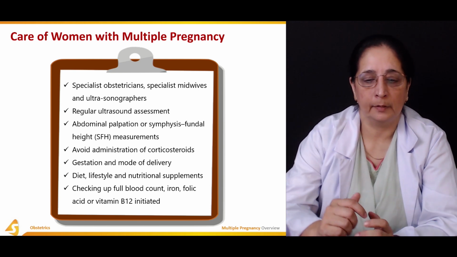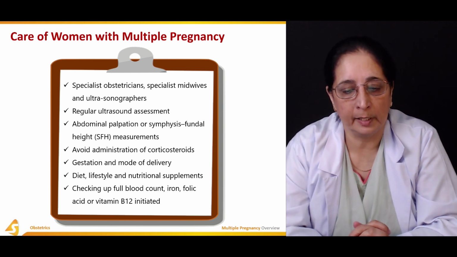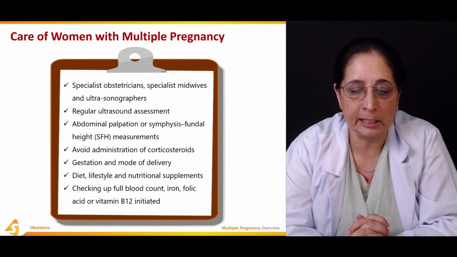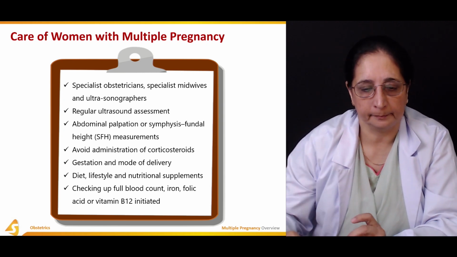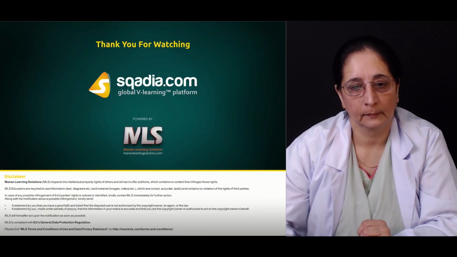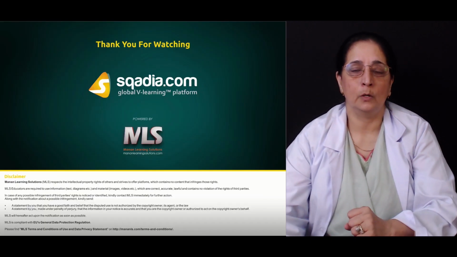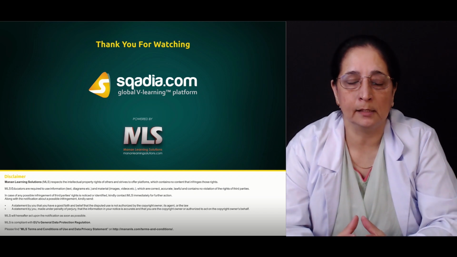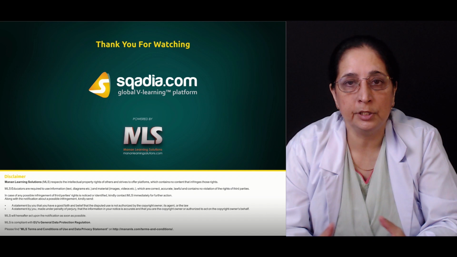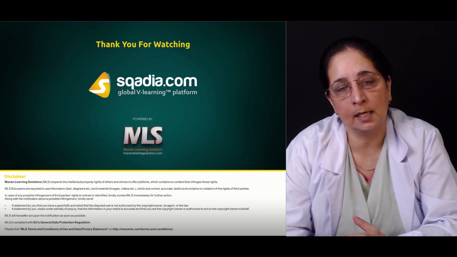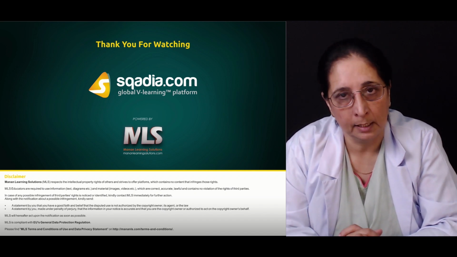Checking of blood count, iron, folic acid, and vitamin B12 should be performed regularly. So that was all about twin pregnancies: the classification of twin pregnancy, the etiology of twin pregnancy, and the epidemiology of twin pregnancy.